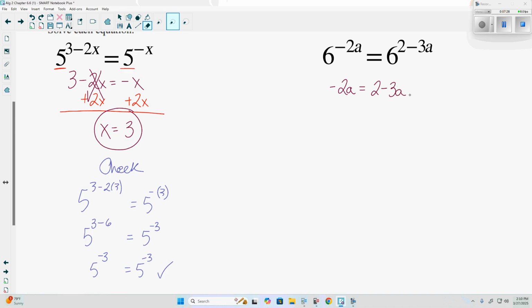There we go. All right. What can we do first to solve for a? Add 3a. Questions on these here? We ready for the next one?